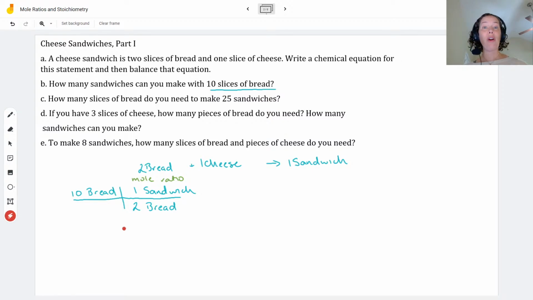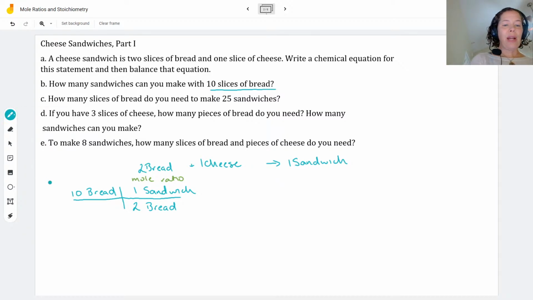And I get it from the balanced chemical equation. This 2 comes from this 2 right here. This 1 comes from that one right there. So the mole ratio between bread to sandwich always remains the same. It's not going to change no matter how much bread you have, no matter how many sandwiches you want to make. It's always going to be a 2-to-1 ratio, which you already know, right?